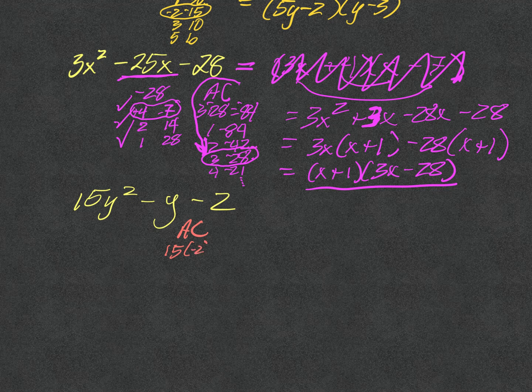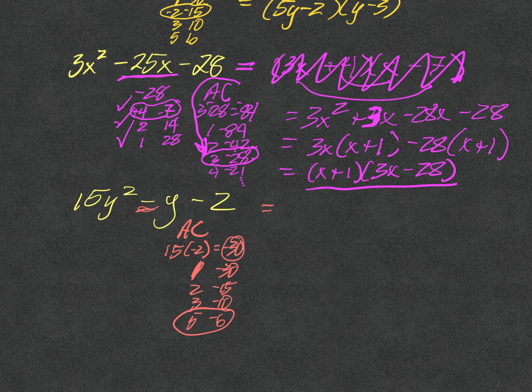15 times negative 2 is equal to negative 30. Okay? So that'll be 1 and negative 30, 2 and negative 15, 3 and negative 10, 5 and negative 6. So there's the right choice, because that adds to negative 1. And that's because it was a negative 30. One's positive, one's negative. And the negative one's the bigger one because I have a negative right there.